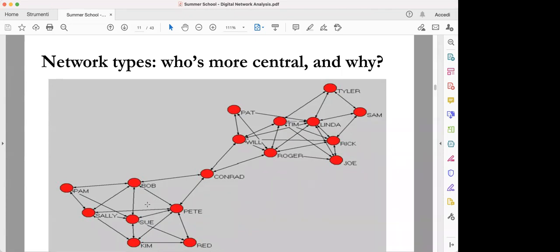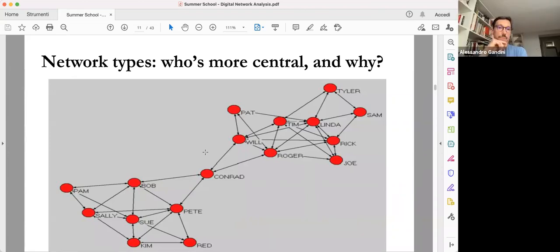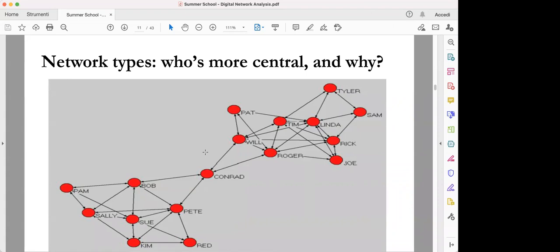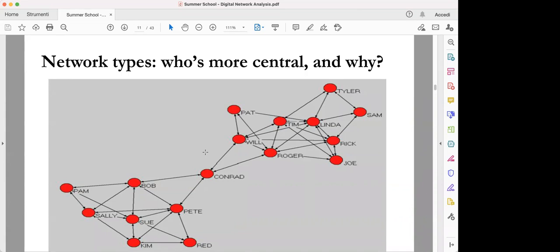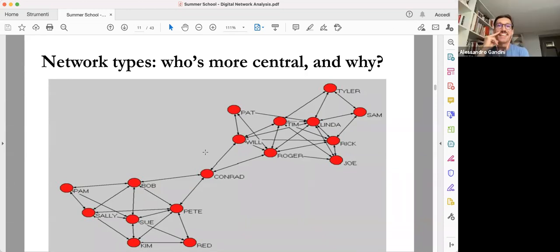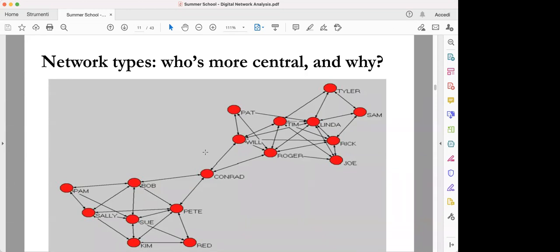Any other thoughts? May, yes? If I may, I think it's about what we are looking at. If we are looking at the degree centrality, then of course the answer is Linda. But then you have Conrad, who is basically a gatekeeper here. He's a bridge connecting two clusters. I'm not sure whether this can be seen as an ego network. I don't know about it. It can be discussed. But it basically comes down to the type of measure that we are looking at.